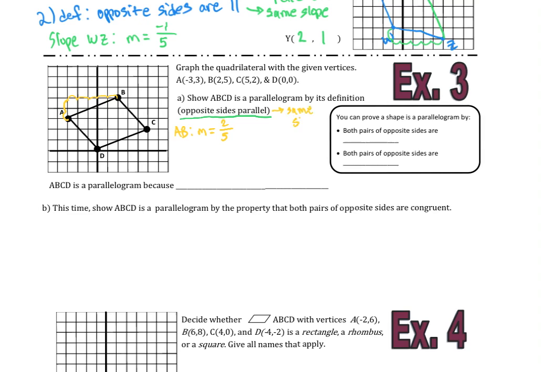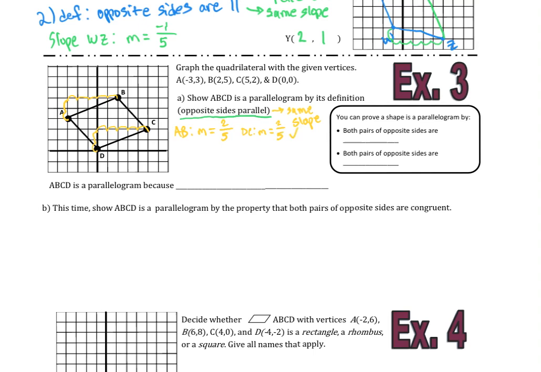So now let's find the side opposite of AB. The side opposite of AB would be DC. Opposite means the sides that don't touch each other. So let's find the slope of DC, and they should be the same. Start at D, I go 2 up, and then 1, 2, 3, 4, 5 to the right. And the slopes are the same, right?